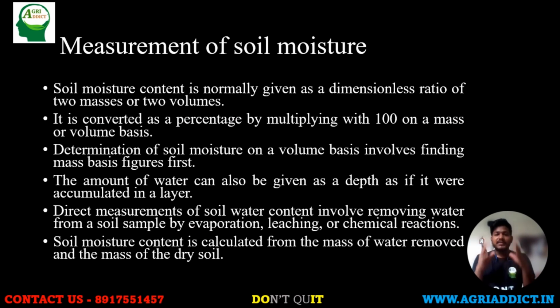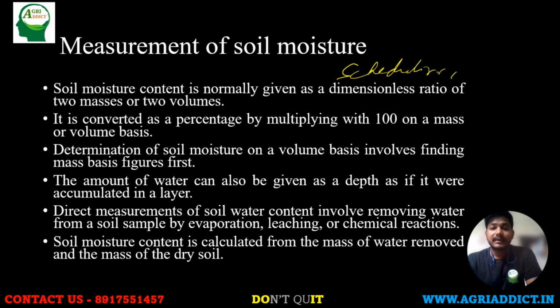So measurement of soil moisture, why is it important? Moisture is present in the soil, so we should know how much moisture is present, so that we can schedule the irrigation. So measurement of soil moisture is important for scheduling irrigation. That is one of the most important objectives, to know the moisture content in the soil.